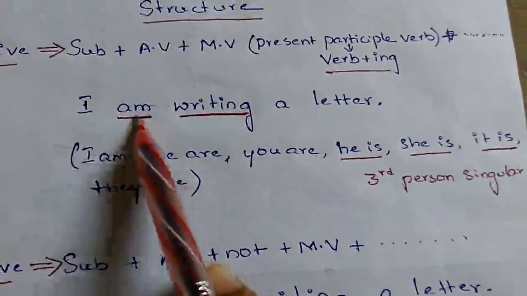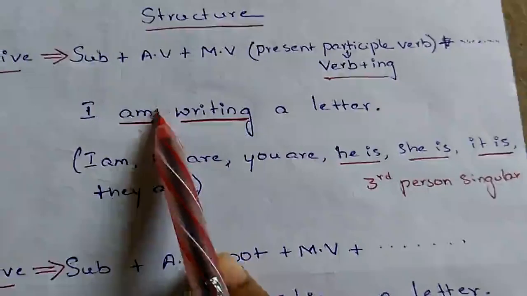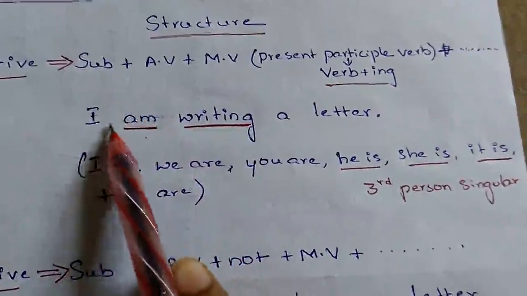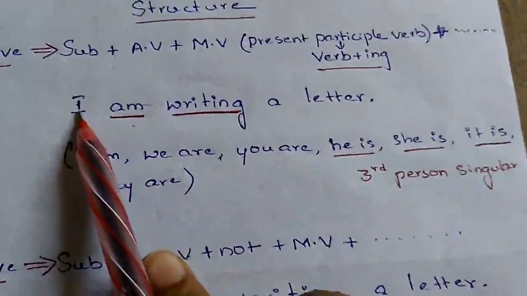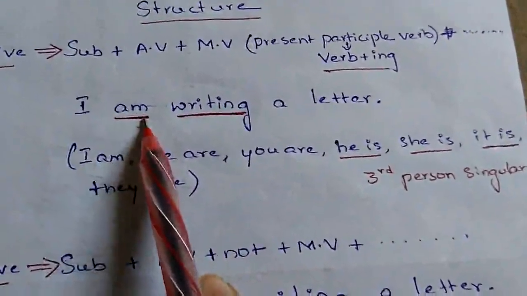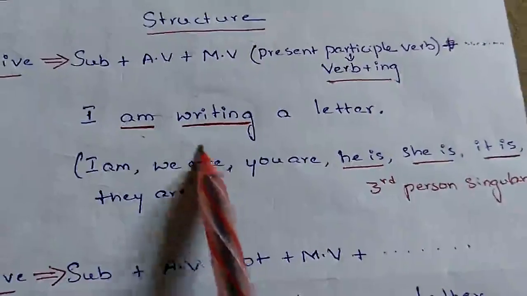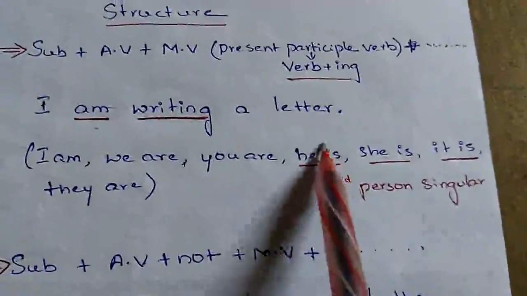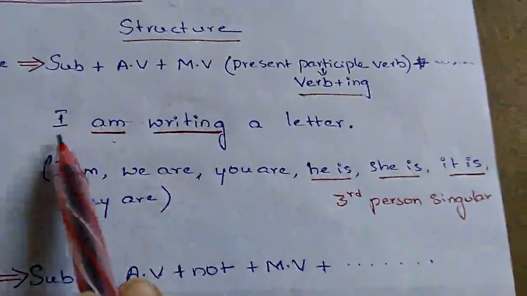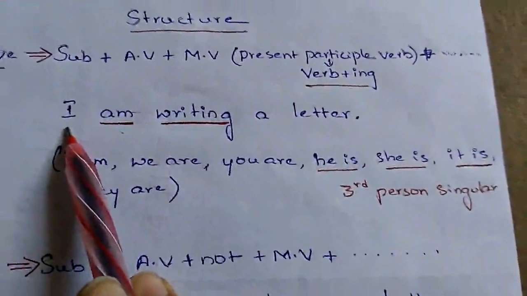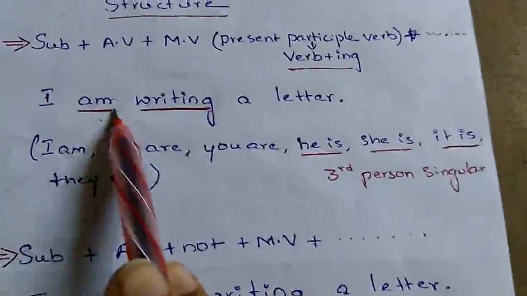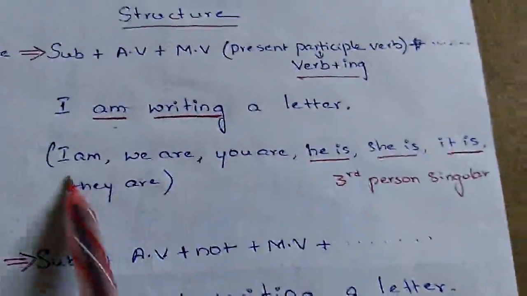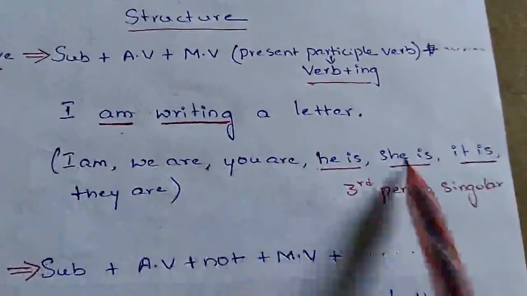According to the person, we have to select the be form, and we have to use the appropriate be form according to the subject we are using in the sentence. If I'm taking I as a subject of my sentence, then I use am as an auxiliary verb. If I take we, then I have to use are. If I take you, then I have to use are. If I take he, then I have to use is. In the same way, if I just replace this with he, then I have to say this sentence as he is writing a letter. In that way, according to the subject, we have to make use of the auxiliary verbs, be forms.